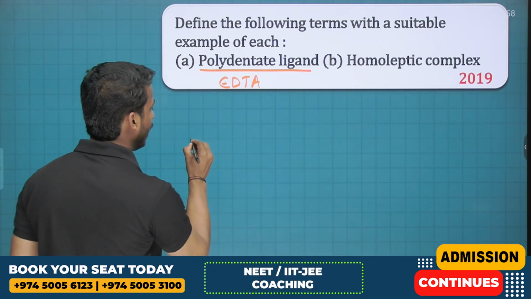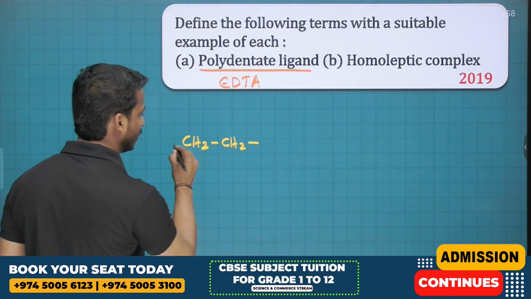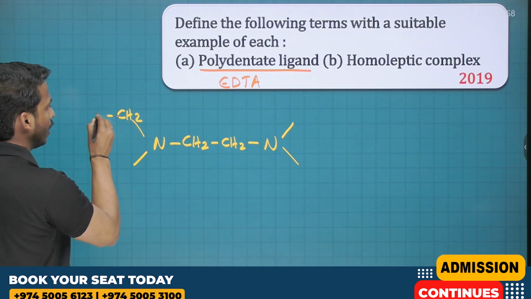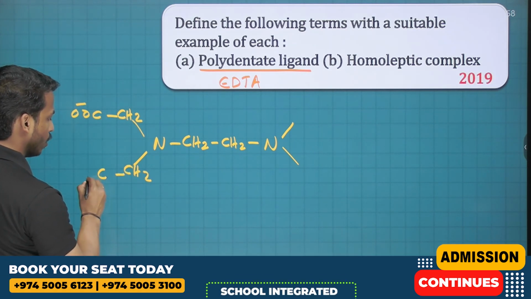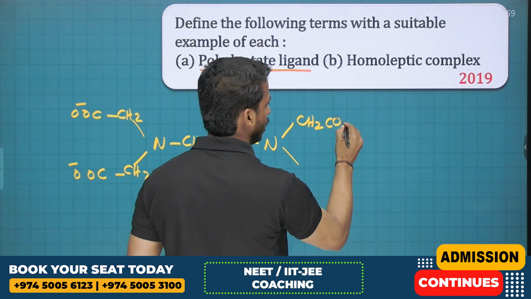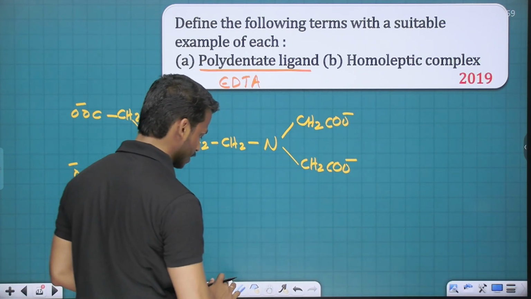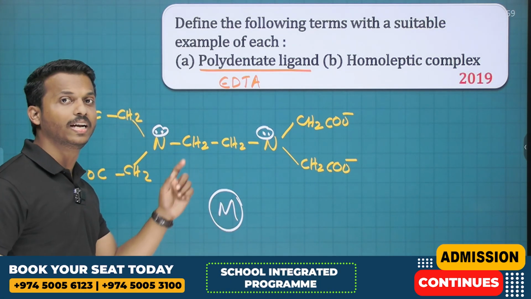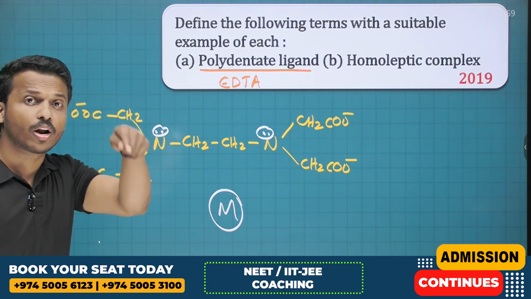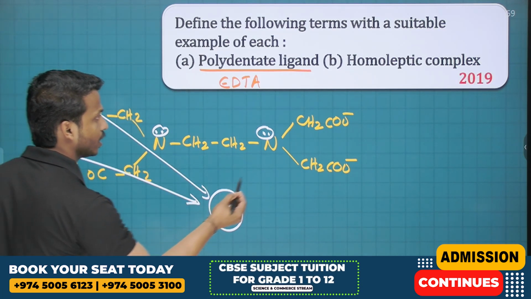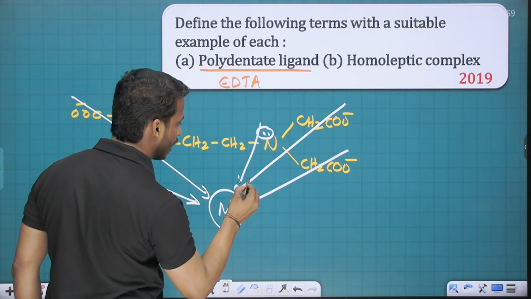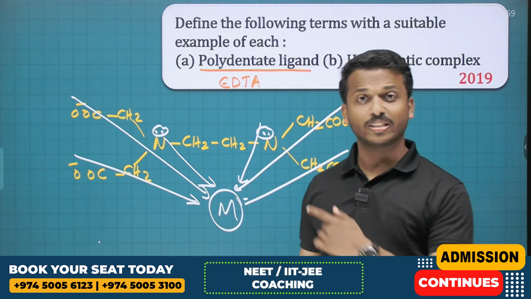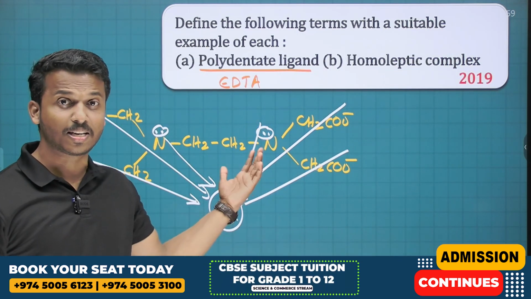What is EDTA? EDTA stands for ethylene diamine tetra acetate. What is acetate? -OOC-CH2, COO-, CH2, COO-, CH2, COO-. This is the hexadentate ligand. If there is a metal atom present here with 1 EDTA, 1 EDTA has 6 donor atoms. These negatively charged oxygen positions are donor atoms because they are electron rich, and the lone pair positions also. So 1 EDTA can form 6 coordinate bonds with the metal. So it's a hexadentate ligand. More than 2 donor atoms, 6 donor atoms are there.